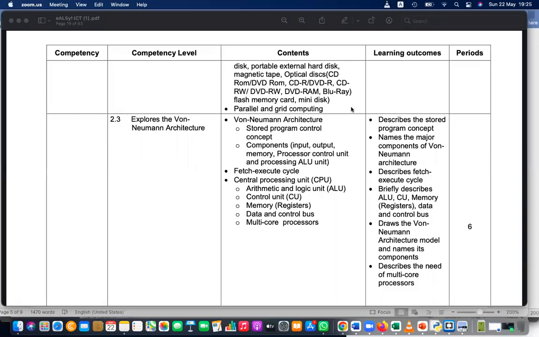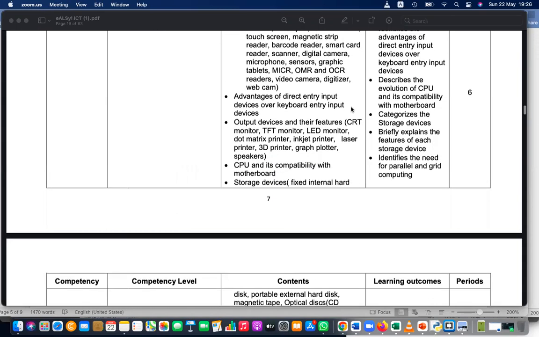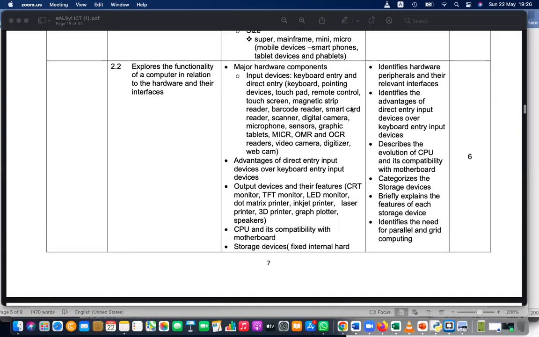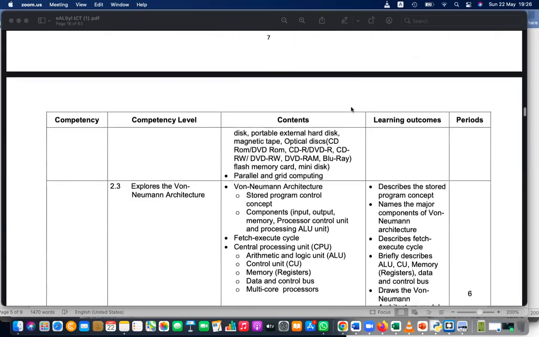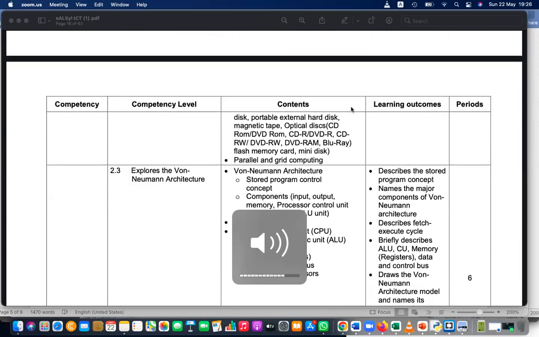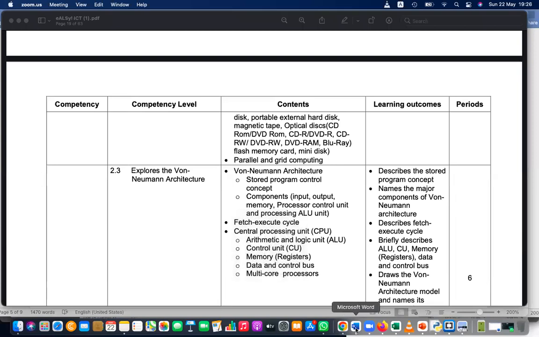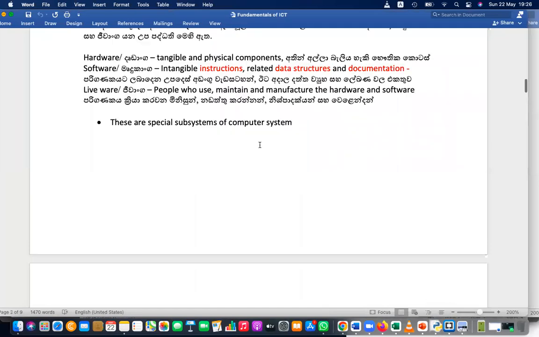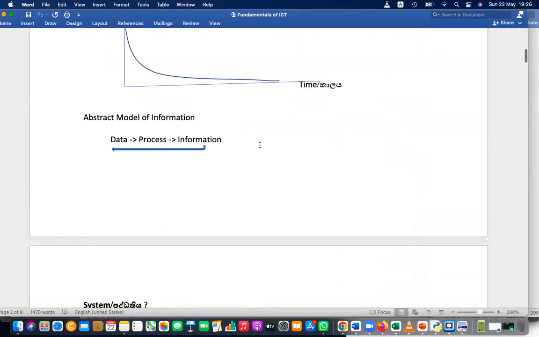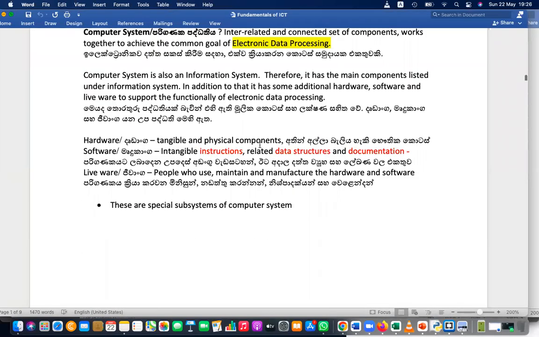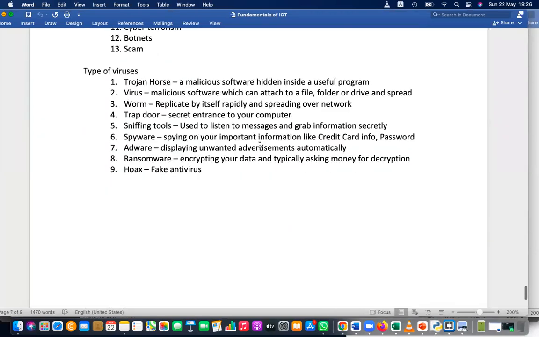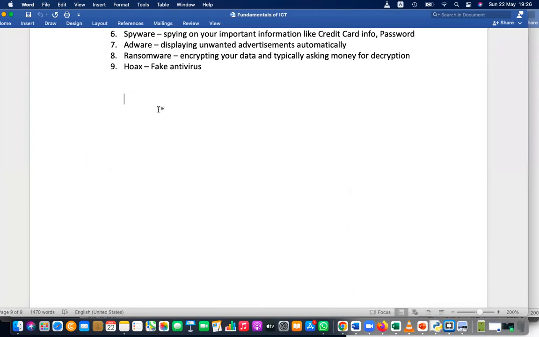Okay, last day I was discussing the optical technology and the magnetic technology. After discussing the input and output devices, storage devices basically have three technologies. So there are three kinds of storage devices.